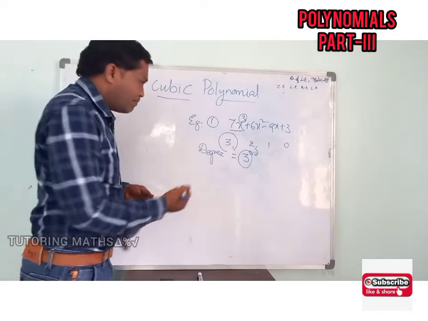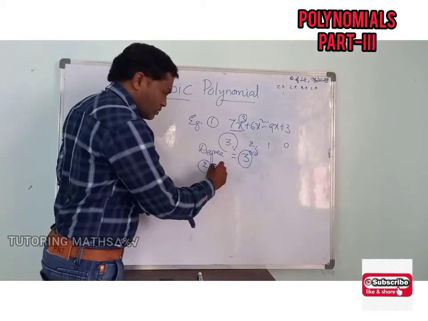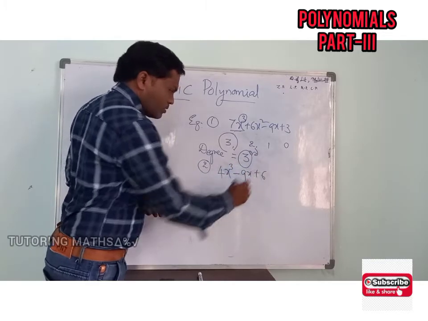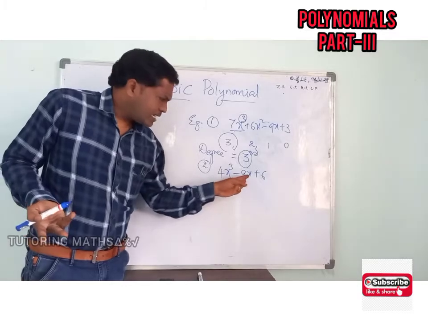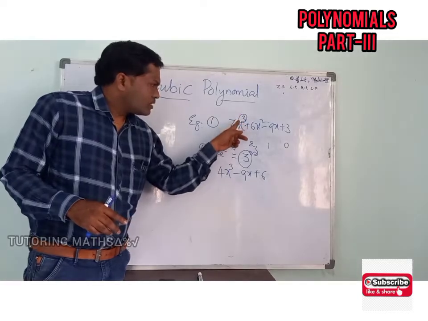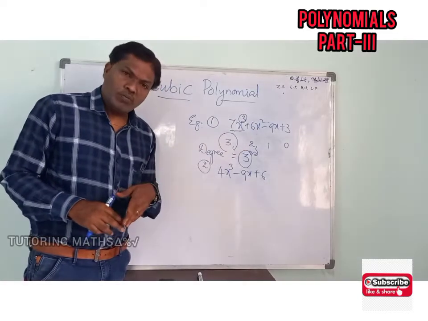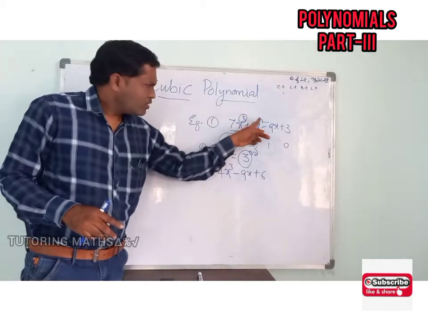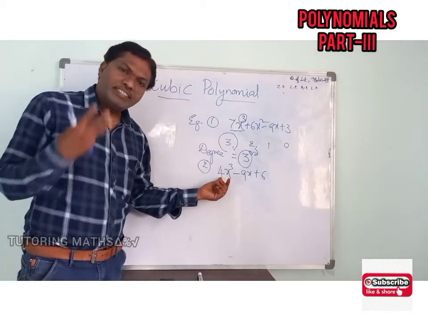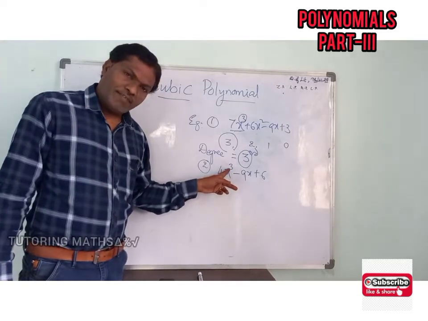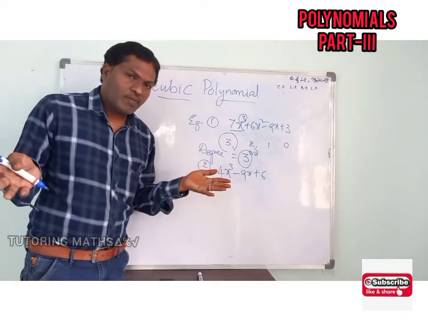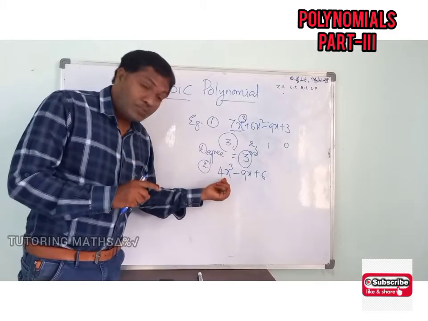You can take one more example: 4x cube minus 9x plus 6. You may ask me one doubt actually. Sir, here we have x cube. 3 is covered, 2 is covered, 1, 3, 2, 1, 0. But here I have taken only 3 terms in this example. We have x cube, x, 6. So there is no x square, no problem. But you just observe.